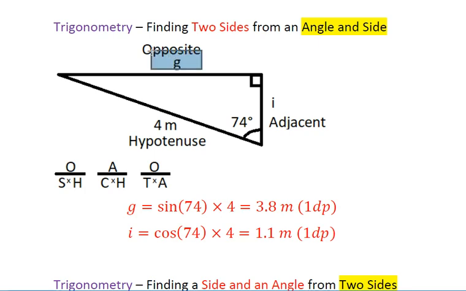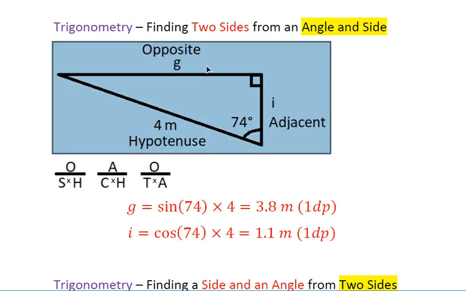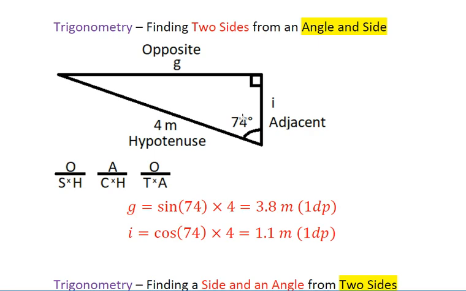The G becomes relevant, and that side gets labelled as opposite because it's opposite the 74. And this side over here remains completely blank, so just imagine that it's completely blank. Our other relevant side is our hypotenuse, which is 4. Longest side is 4. And so the two relevant sides are our O, which has our G that we want to find out, and also our hypotenuse, which is our given side 4, and we've got the 74 degrees as well. That's relevant to us.